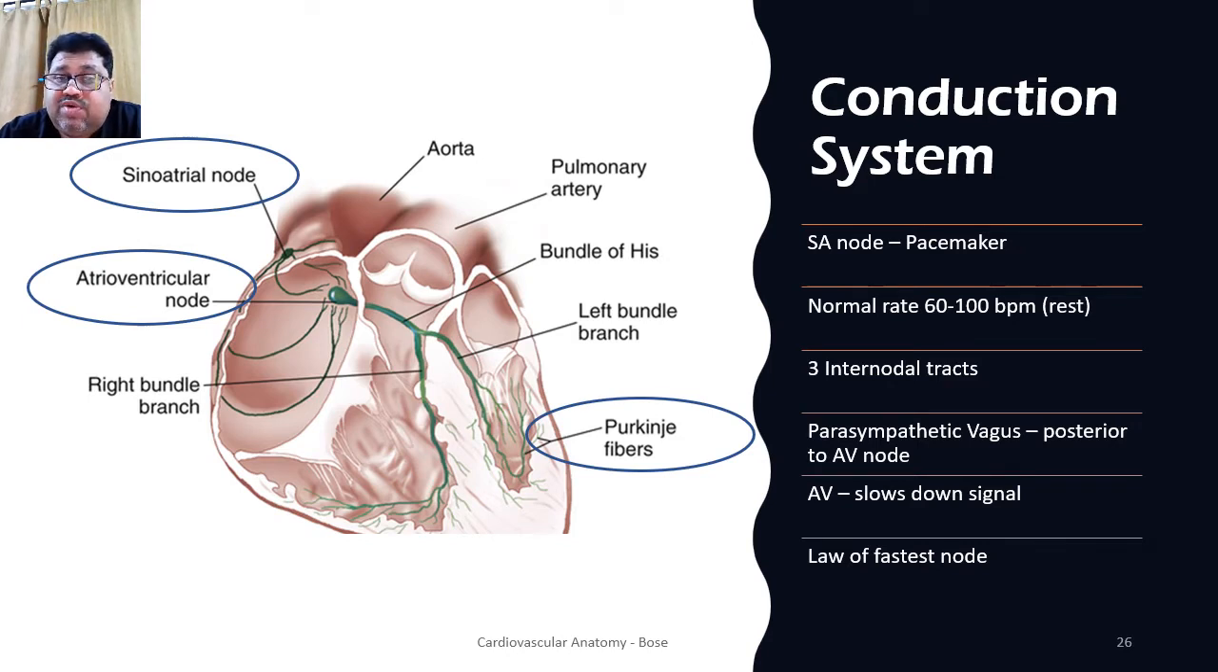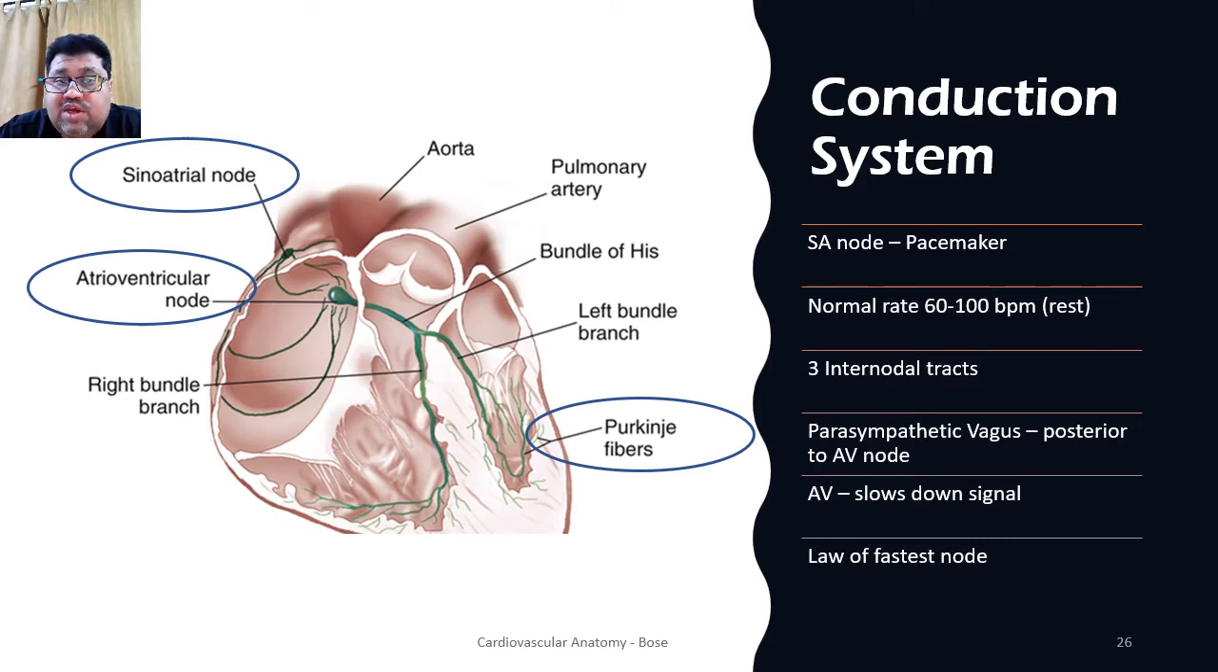The impulse generated at the SA node travels down one of the three internodal tracts to the atrioventricular node. So what this is, there is a single node, and then there are three tracts, 1, 2, and 3, that arise from the SA node and carry the impulse to the atrioventricular node. These are called internodal tracts.